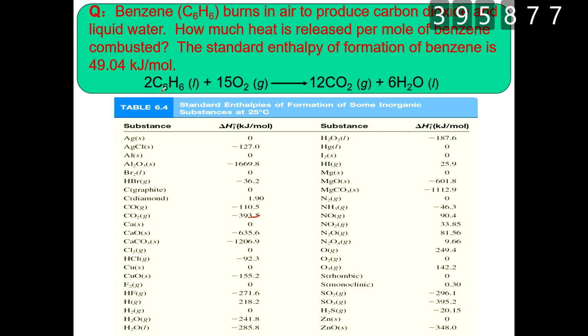Reactants: 2 times. Now benzene, we do benzene is one. You can find benzene here. Oxygen, what do you find for oxygen? This is the most stable state, right? It's zero. Okay, yes. Good.